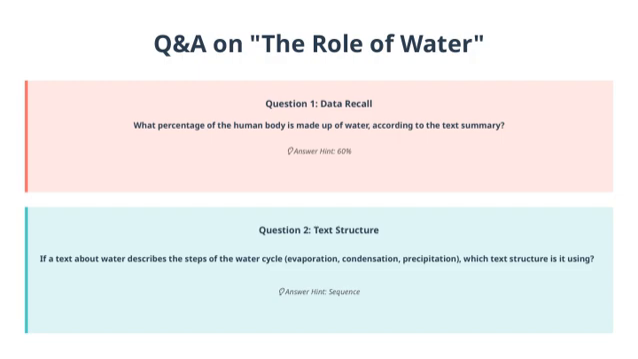Now, moving on to how we describe water in texts. If a passage explains the steps of the water cycle, like evaporation, condensation, and precipitation, it's using what's called a sequence text structure. This means the information is presented in a specific order, helping us understand the continuous process water goes through in nature. Both of these points emphasize the importance of water, not just in our bodies, but also in understanding natural processes. Recognizing these structures and facts helps us appreciate water's role in life and the environment.